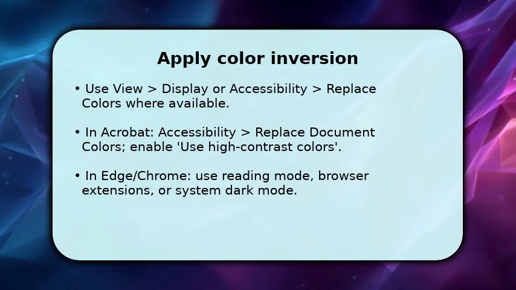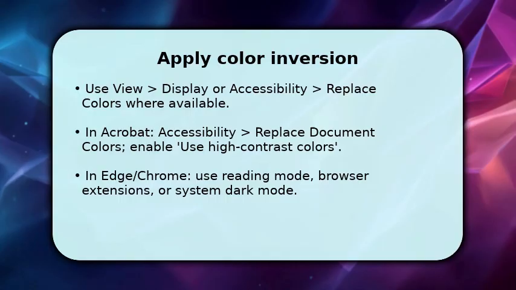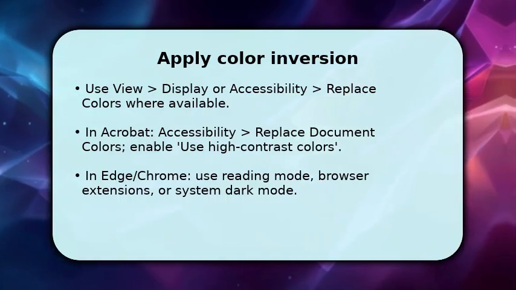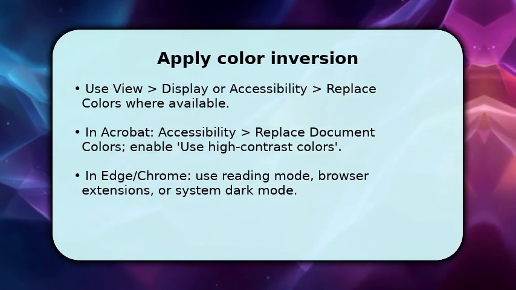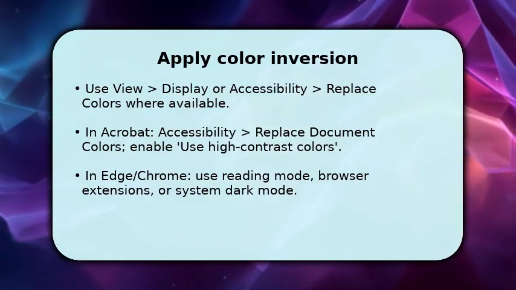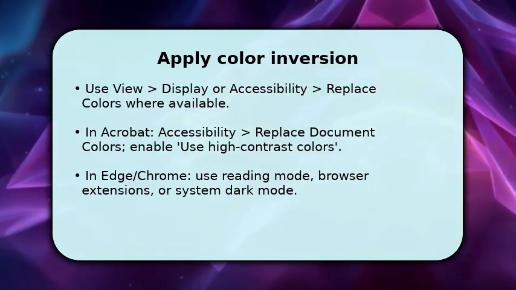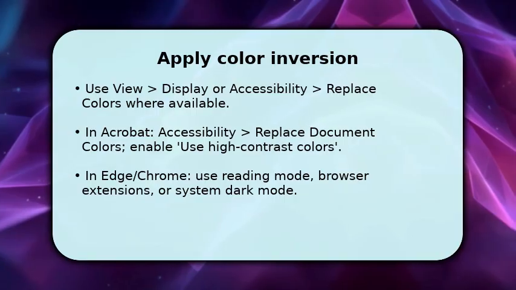You now apply the inversion using the reader's tools. In Acrobat, open Accessibility and choose Replace Document Colors, enable Custom Colors, and swap white for black and black for white. If you're in Edge or Chrome, switch to Reading Mode or install a reliable extension that inverts PDF colors. Make sure to allow it for local files.